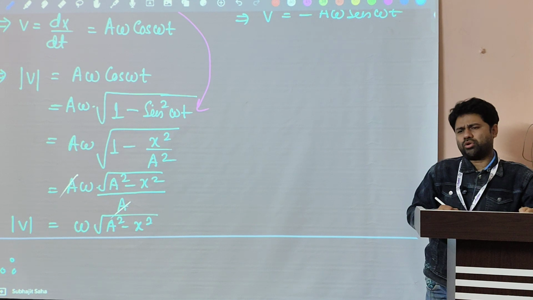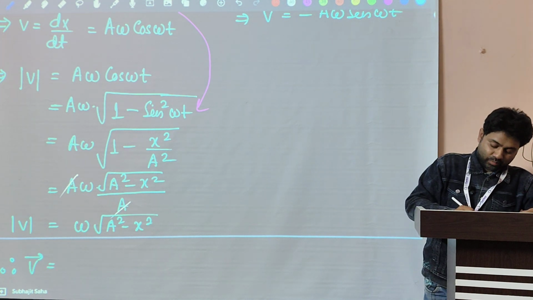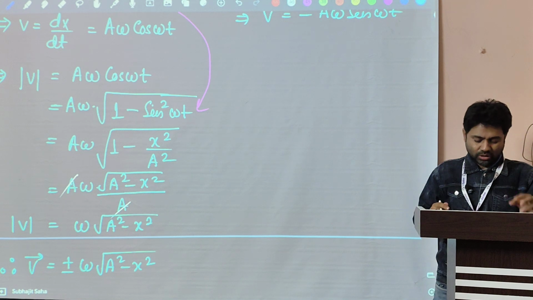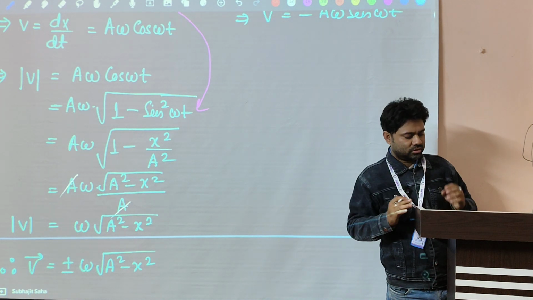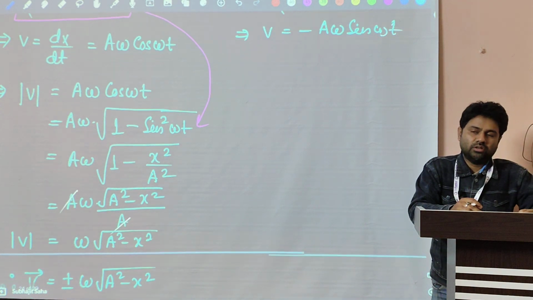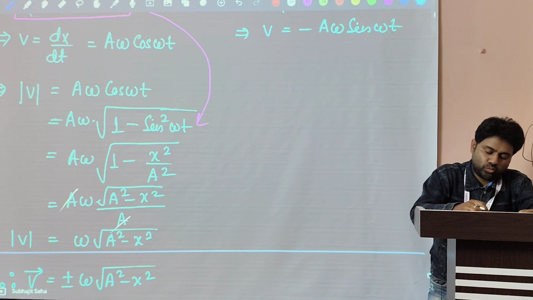Since there is a square root, the actual velocity might be positive or negative, both. Let's do the same thing with case 2.